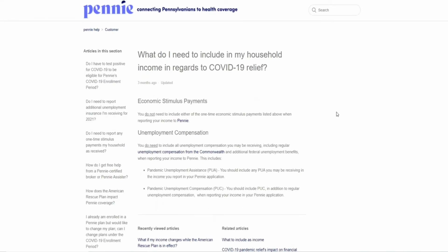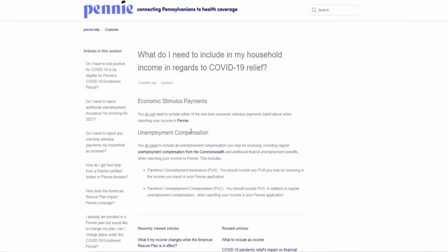The next is interesting for the times in which we now live, where we're looking at economic stimulus payments. There were a lot of questions from folks. Do I need to include my economic stimulus payments in income? And as we see here, absolutely, you do not need to include either the one-time economic stimulus payment in your income or the two subsequent ones that we've had.